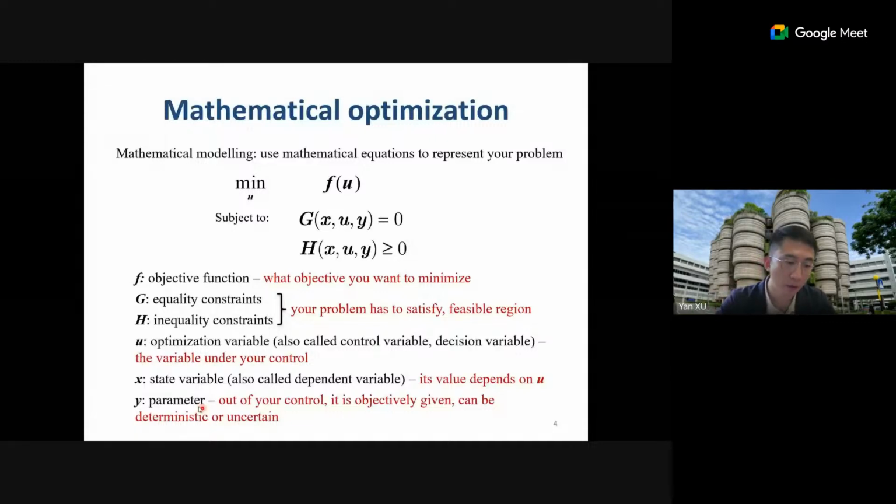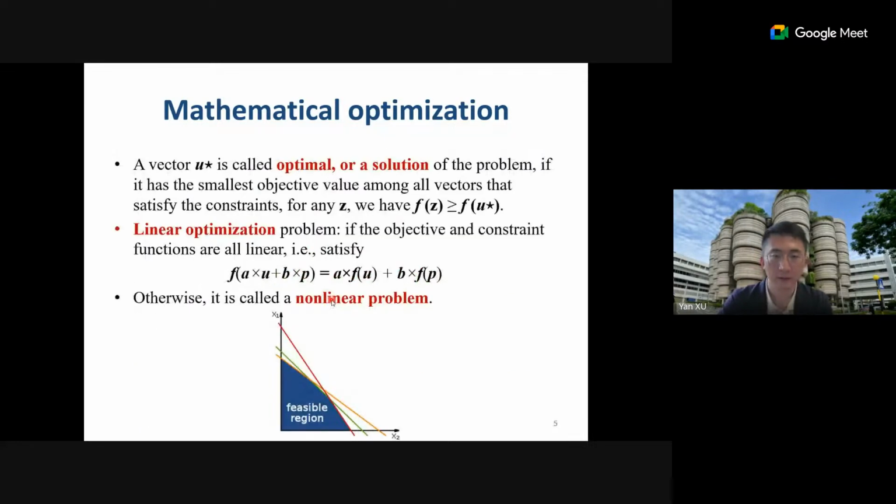Okay, so by modeling Y to be either deterministic or uncertain, we will have different optimization solution algorithms. Later on, I will introduce a stochastic optimization approach, which can model Y as uncertain parameters following a certain probability distribution. Okay, so that is something you have to well understand beforehand.